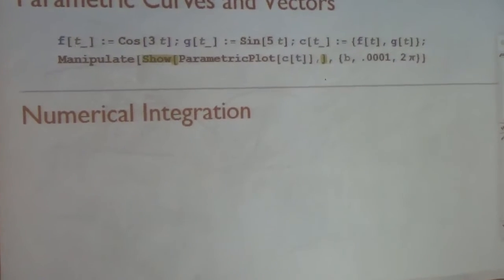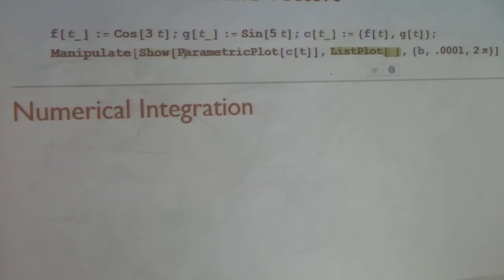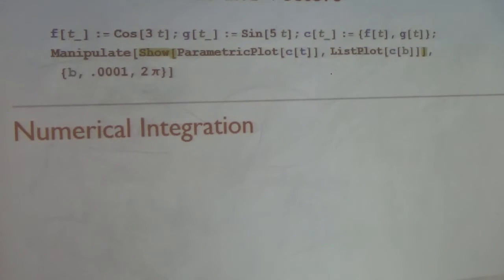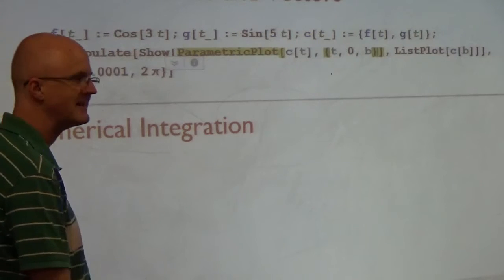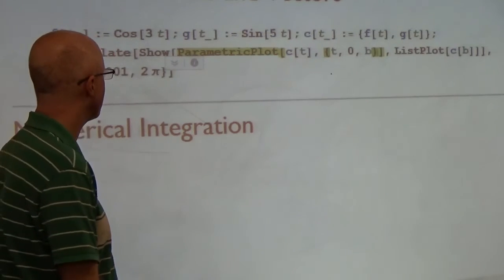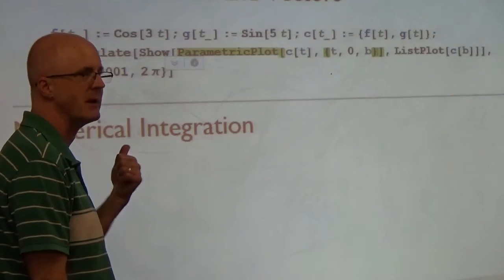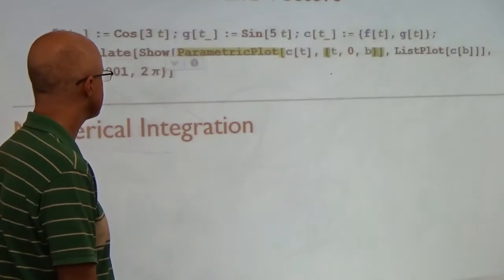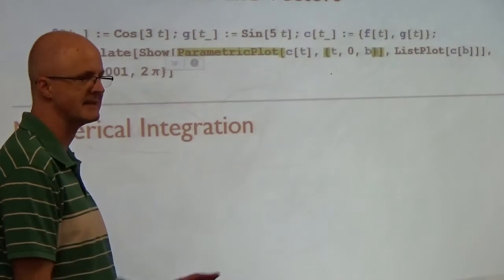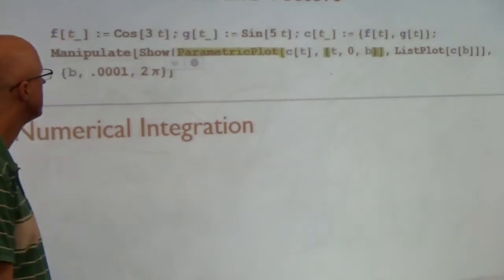I'm also going to use ListPlot to plot the dot. C of b is what goes in the ListPlot. t here goes from 0 to b. And I know I'm going very fast in my typing. I'm experienced with Mathematica. I do make mistakes still, but I can usually type this stuff pretty fast. I don't necessarily expect you to follow it all.